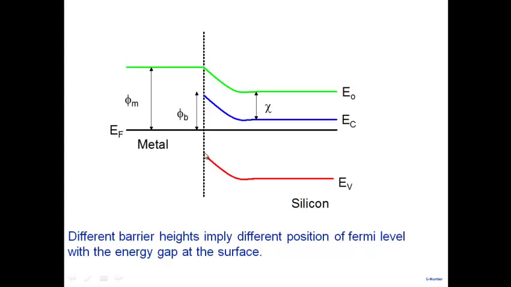So this is the surface of silicon, and if I have different barrier heights, what it implies is that the Fermi energy at the surface is at different places, right? Because let's say I measure Fermi energy with respect to the valence band. If I have a higher barrier height, Fermi energy is closer to the valence band here. So the position of the Fermi energy at the surface changes. Now, what we are saying is that one of the major reasons for discrepancy is surface states.